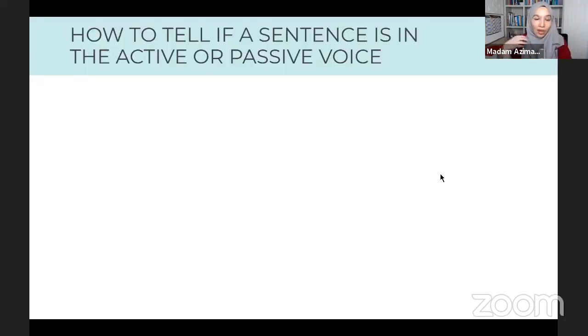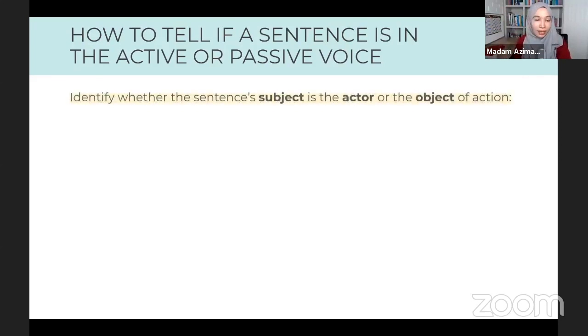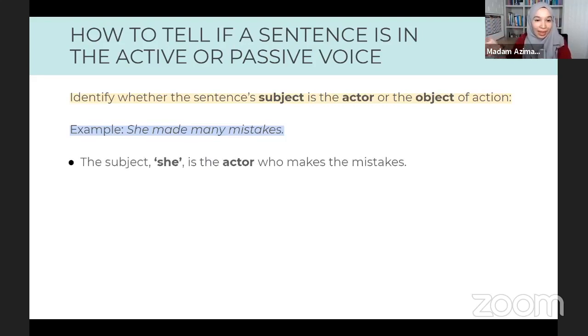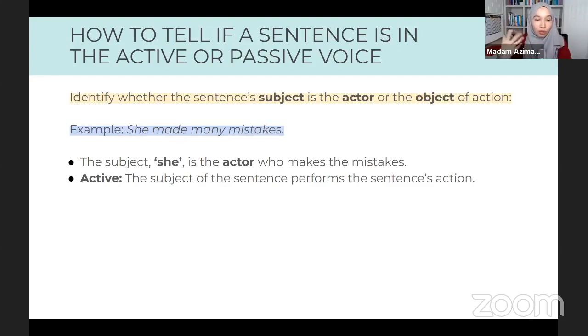Okay, how do I tell if a sentence is active or passive? I can't tell, I'm still confused. All right, so what you do is you identify whether the sentence subject is the actor or the object. Is the subject the actor or the object of the action? So for example, she made many mistakes. She made, she's doing. So obviously, she is the actor. This is the active sentence. Okay, you don't have to write this down. I'm just going through very quickly.